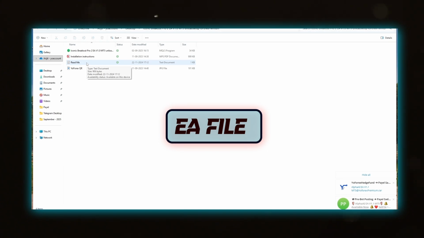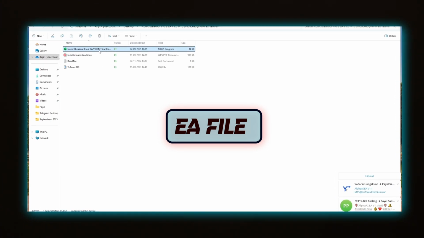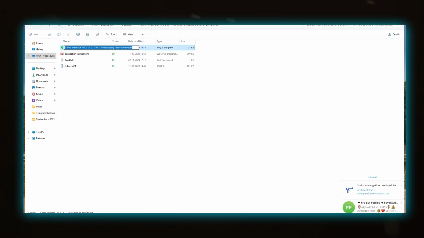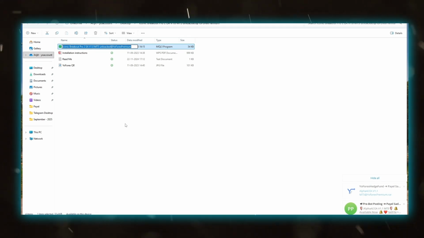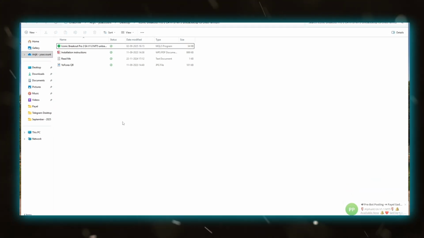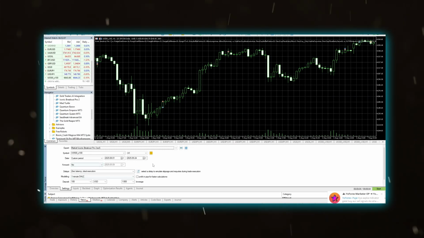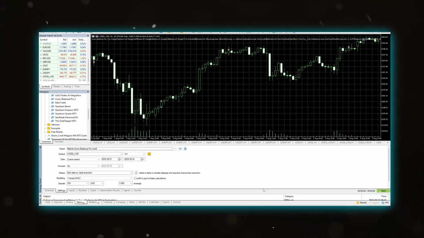Copy the EA file into your MetaTrader 5 Experts folder, restart your platform, and drag the EA onto your chart. It's that easy. Let's take a closer look at how Iconic Breakout Pro 2 performs.